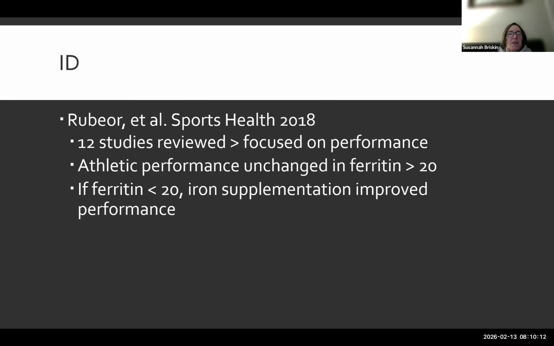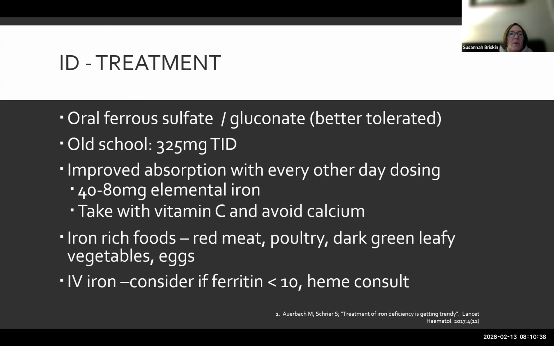So another study done in 2018 did a review of 12 studies. They focused more on performance, and athletic performance was unchanged if the ferritin was over 20, but for anything under 20, when they supplemented with iron, performance improved. For the people who are 20 and higher, I'll often put them on iron still because you want to prevent them from falling under 20. But for the people under 20, I aggressively supplement them.